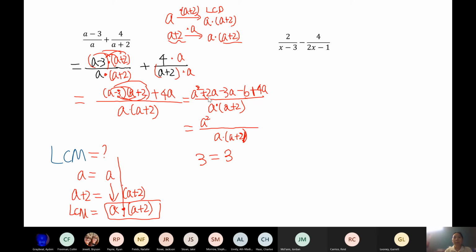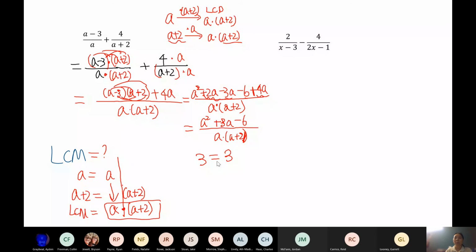So let's combine like terms. 2 minus a plus 4, so that's going to be plus 3a minus 6. And that part right here, the top, is a trinomial. And this trinomial is not factorable.